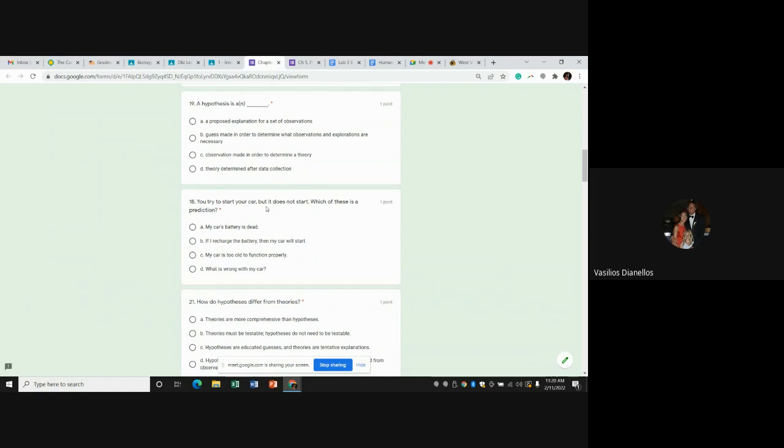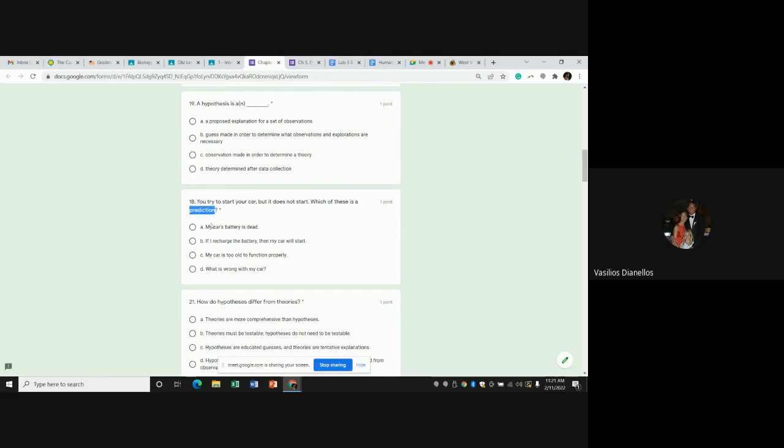Okay. You try to start your car, but it does not start. Which of these is a prediction? This will be on the exam. Not exactly as it's written, but there will be something where you have to pick out a prediction or maybe a hypothesis or maybe a question or maybe an observation. The point is, you're going to get a question like this, and you're going to have to pick out one of the steps of the scientific process. In this case, this particular question is asking about a prediction.